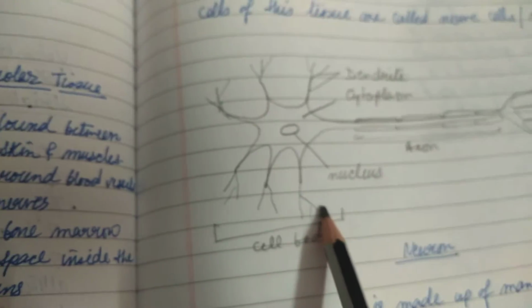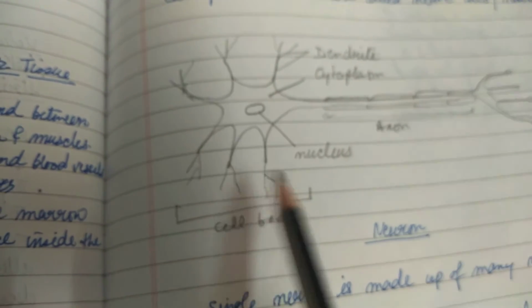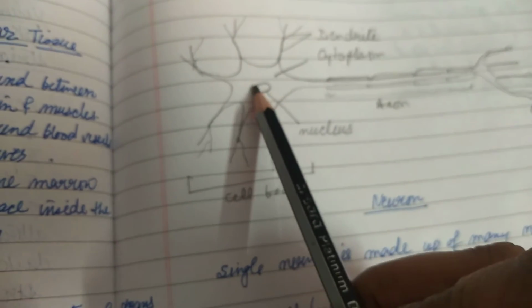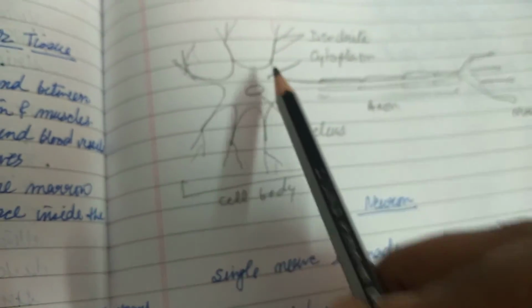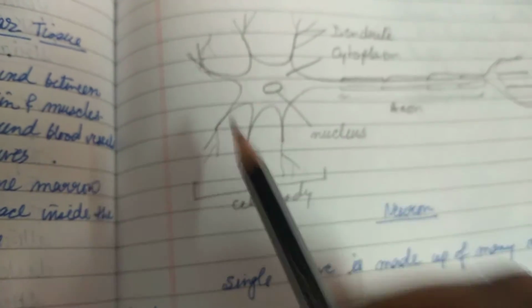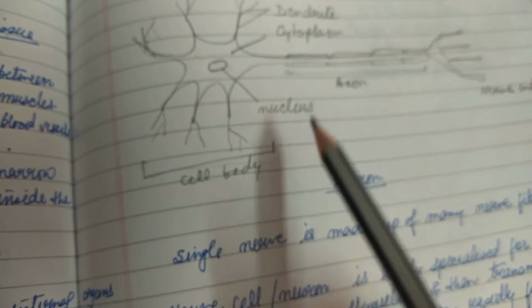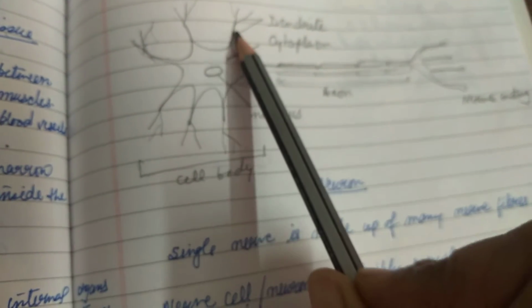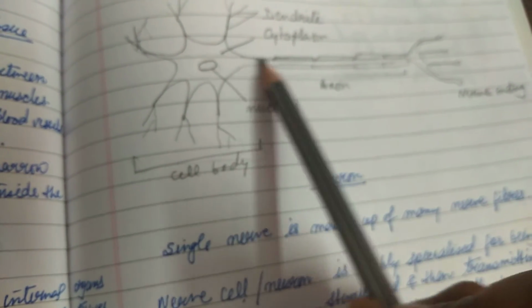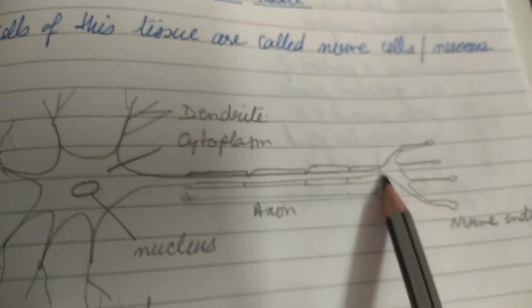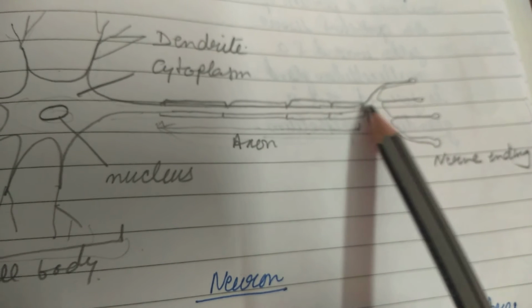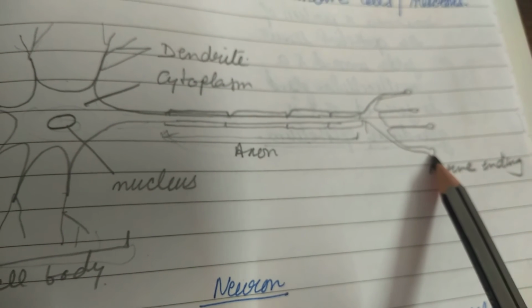They have this cell body, right? And this cell body has a nucleus, and they have these extensions. These are called dendrites, right? And here is the cytoplasm. This part is called the cell body. Now this is called the axon. So one dendrite elongates and forms the axon. Clear? And at the end, they have these nerve endings, we call them.